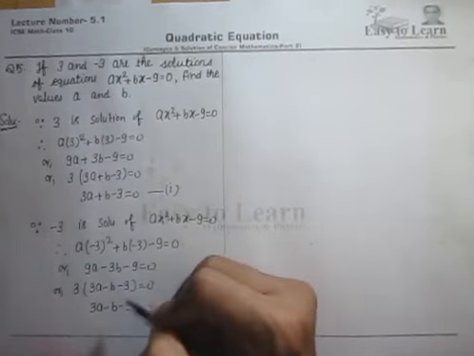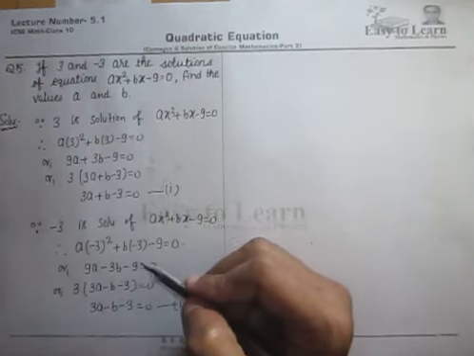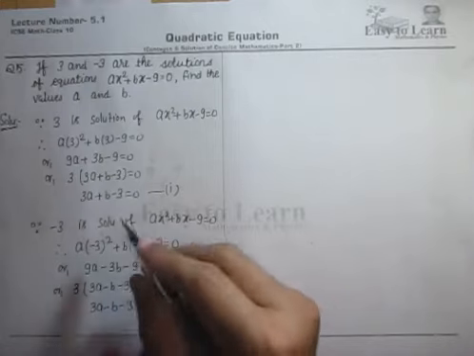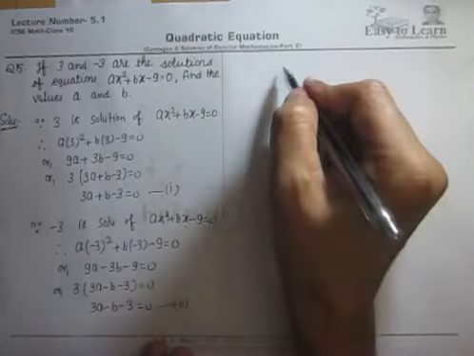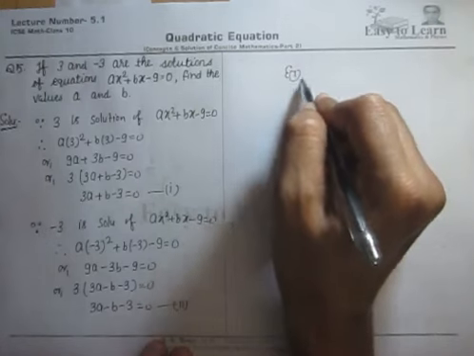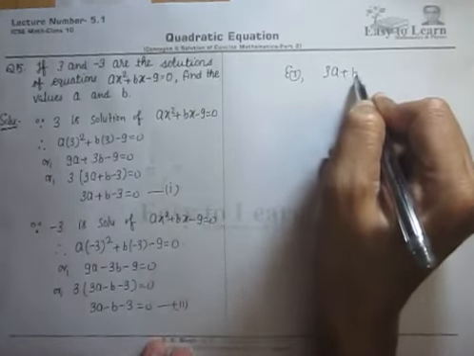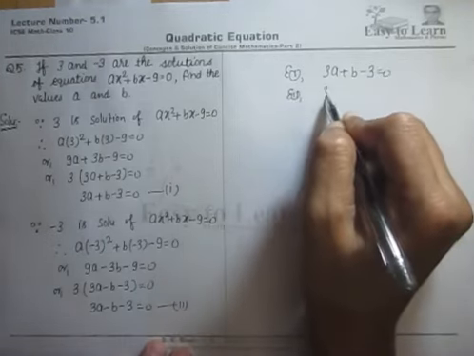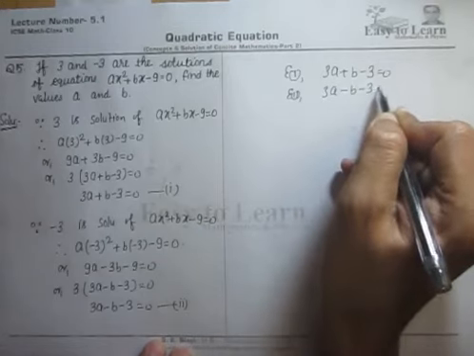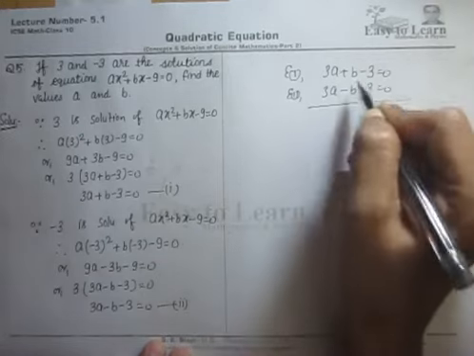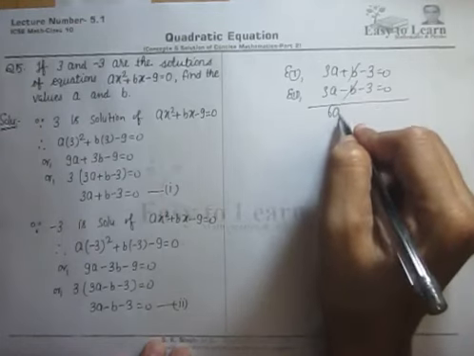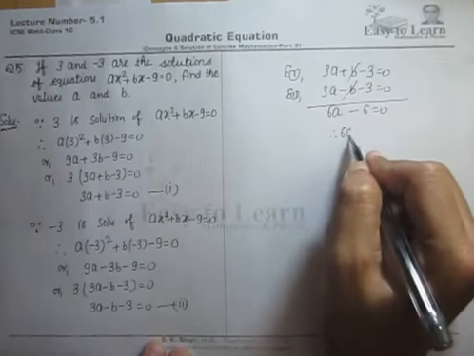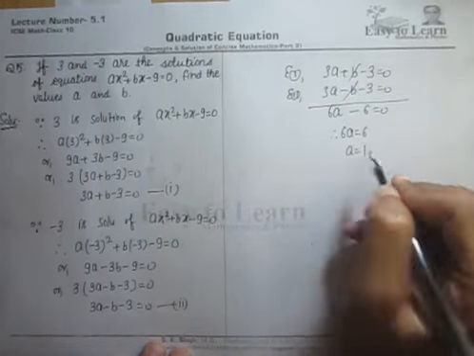Now solve these two equations. These two are linear equations, and you know how to solve linear equations from class 9. So by solving these two equations you can get the values of a and b. Equation 1 is 3a + b - 3 = 0. Equation 2 is 3a - b - 3 = 0. Now add these two equations. After adding, the b terms cancel, so 6a - 6 = 0. So therefore 6a is equal to 6, so a is equal to 1.